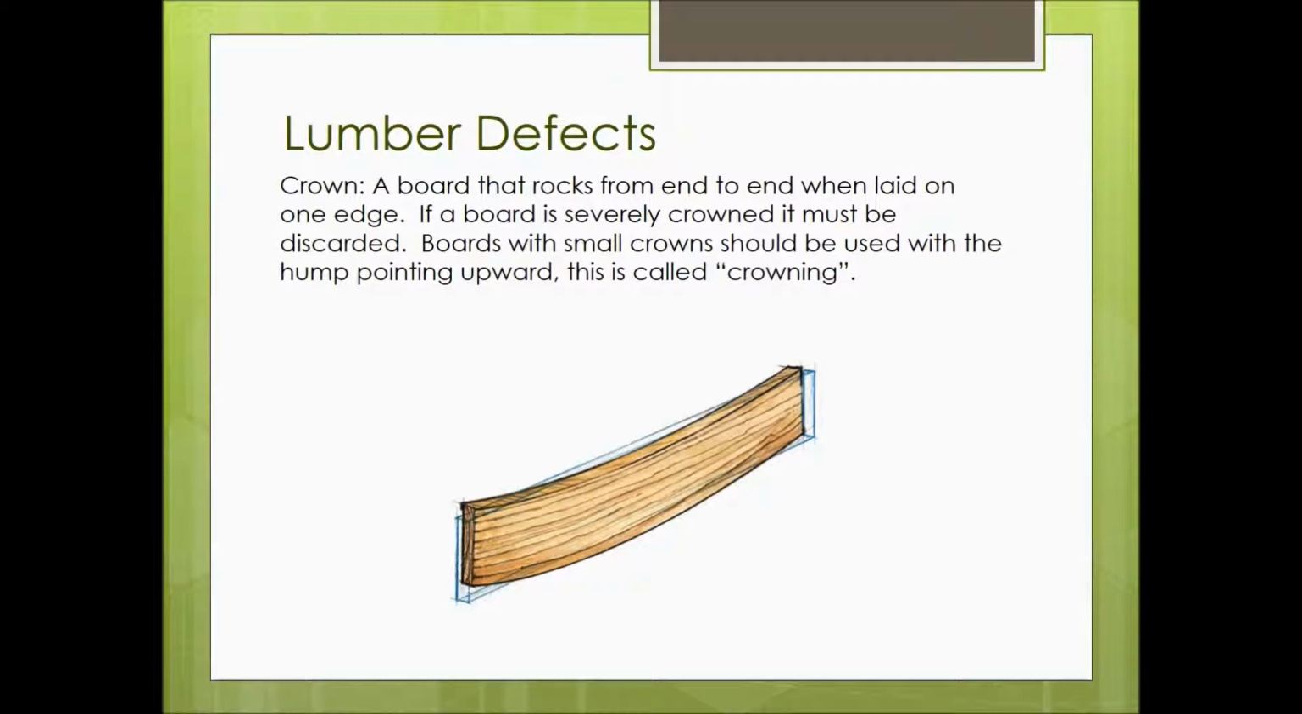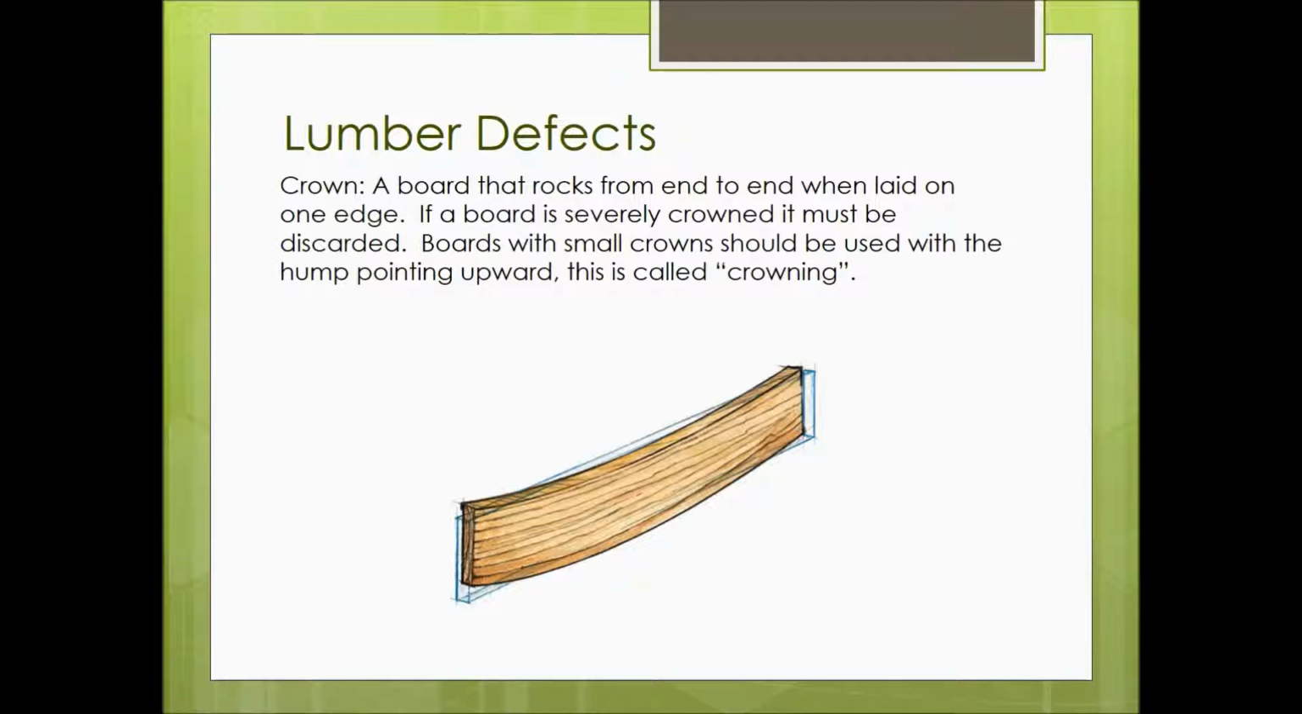A little bit about lumber defects. A crown is a board that is crooked from one end to the other. It'll rock if it's laid on one edge. Now, almost all boards have some crown in them, and we use them, but we always use crowned boards with the hump pointing upward. This is called crowning. Now, if a board has a really large crown in it, you don't use it. You'll put it to the side. But always make sure that you look at your lumber and see that you put the crown up.